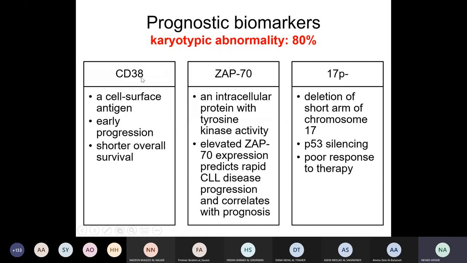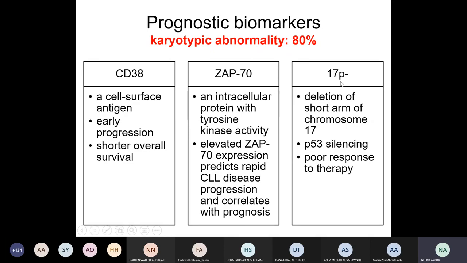CD38 is a glycoprotein surface marker. If the B cell is CD38 positive, this is considered a bad prognostic marker. This means the disease is more aggressive and survival is less. The presence of CD38 indicates bad prognosis, which means we have to treat more aggressively those patients who are CD38 positive.